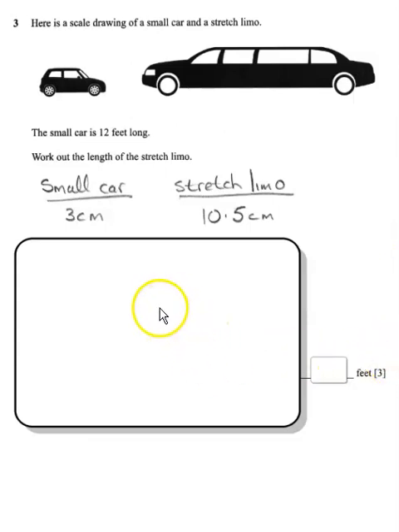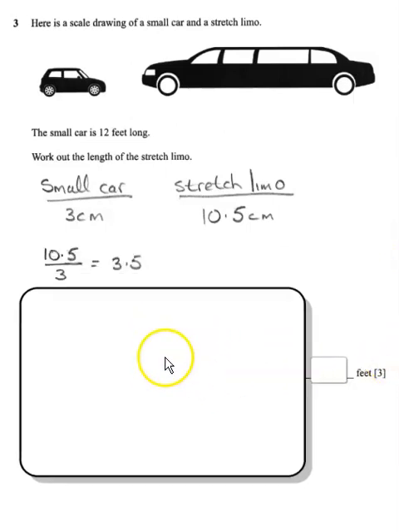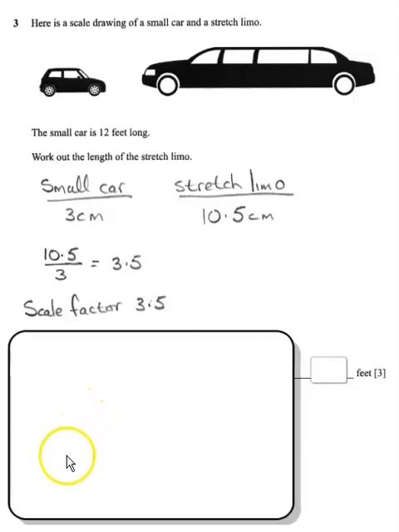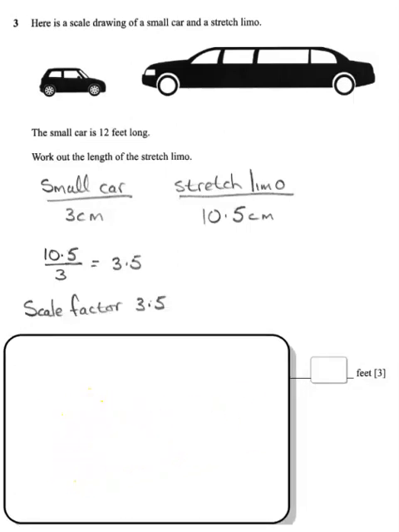So next we look for the scale factor between those. So we do 10.5 divided by 3, which is 3.5. So that means the scale factor is 3.5. That means the stretch limo is 3.5 times bigger than the small car, and vice versa. So the small car would be 3.5 times smaller than the stretch limo.